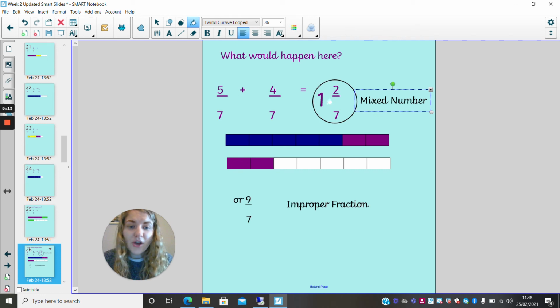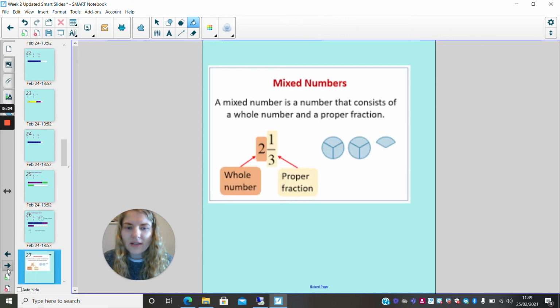Okay, so when you have a whole number and a fraction, that is called a mixed number. So can you see on this bar model, we've got 1 whole plus 2 more. And when you have a top number bigger than the bottom number, that's called an improper fraction, okay? So let's go through that a bit more.